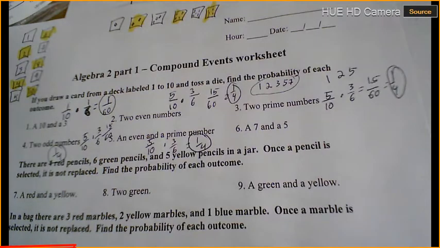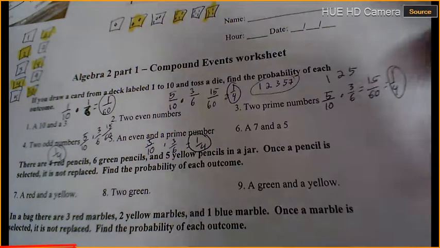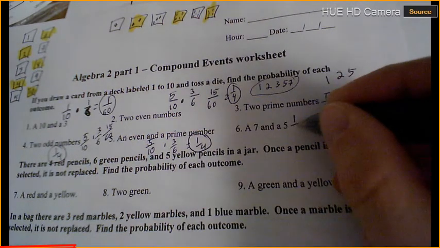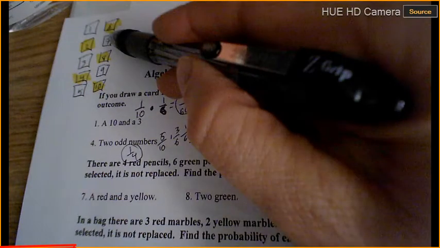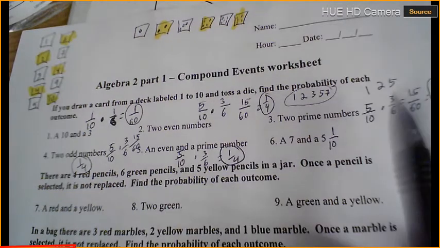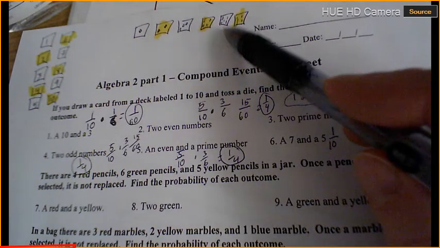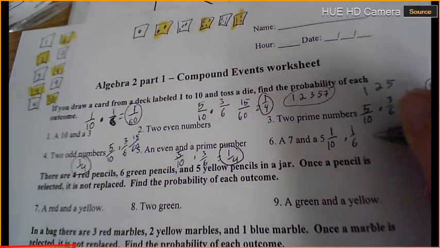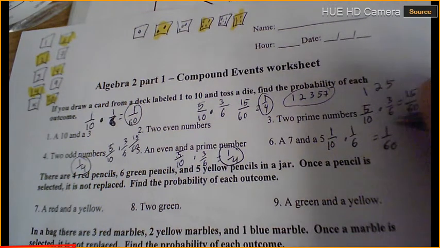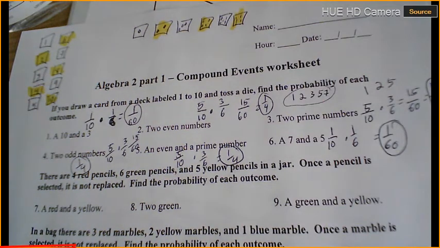Okay, a 7 and then a 5. How many chances do I have out of picking out of 10 cards a 7? 1 out of 10, because there's only one 7. See my cards? I only have one 7 out of that whole thing. Okay? How many chances do I have of rolling a 5 out of the die? 1 out of 6. So that's 1 out of 60. Questions? 1 out of 60 can't be reduced, no.